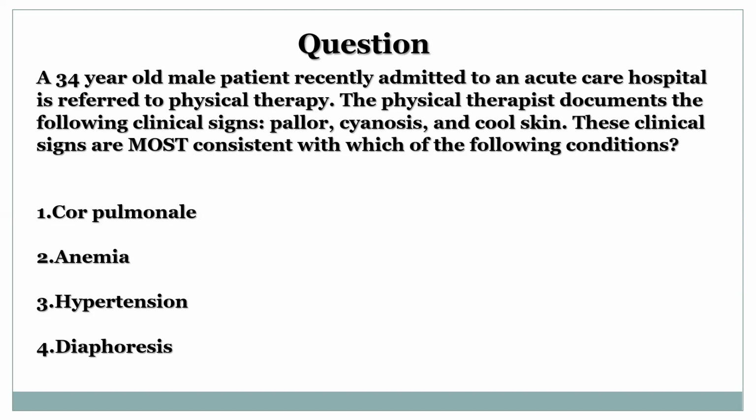These clinical signs are most consistent with which of the following conditions: cor pulmonale, which is right side heart hypertension or increased pressure of the right side of the heart, anemia, hypertension like systemic hypertension. Okay, so cor pulmonale basically is increased pressure but related to pulmonary causes, or diaphoresis, which is excessive sweating. And which one is the correct answer here?